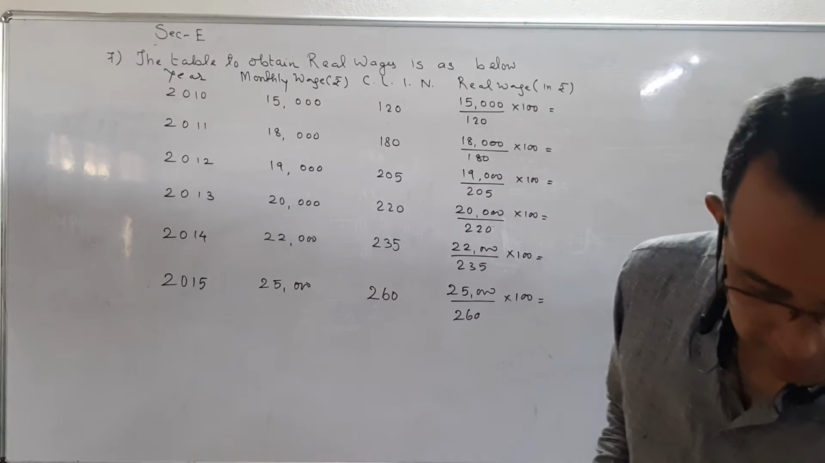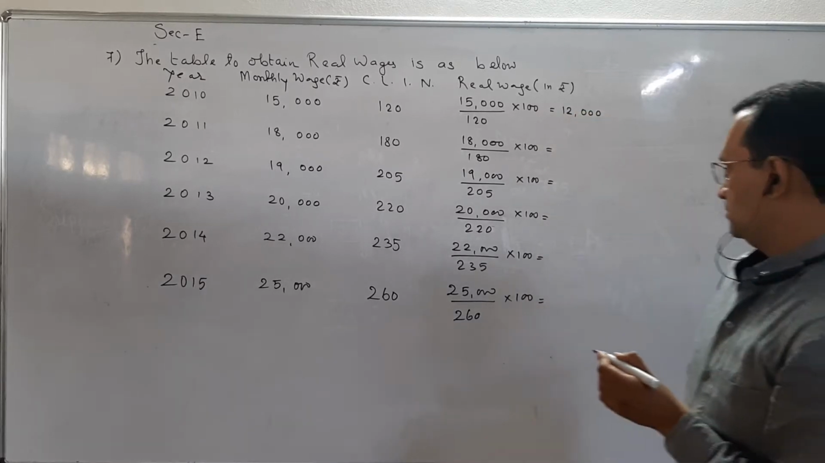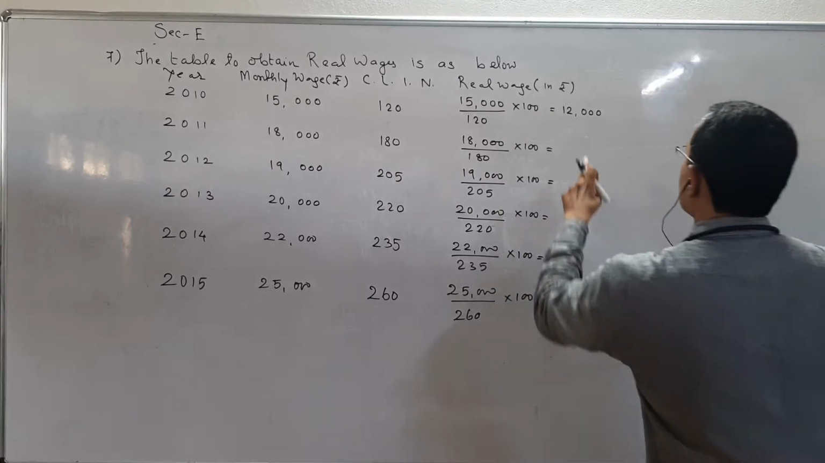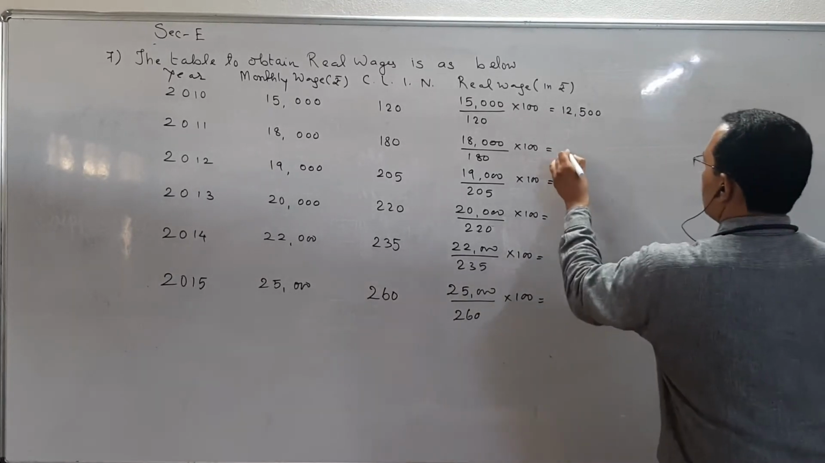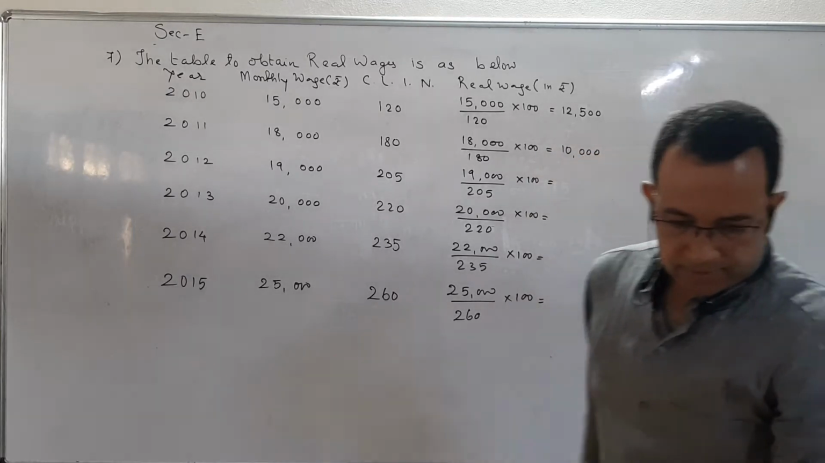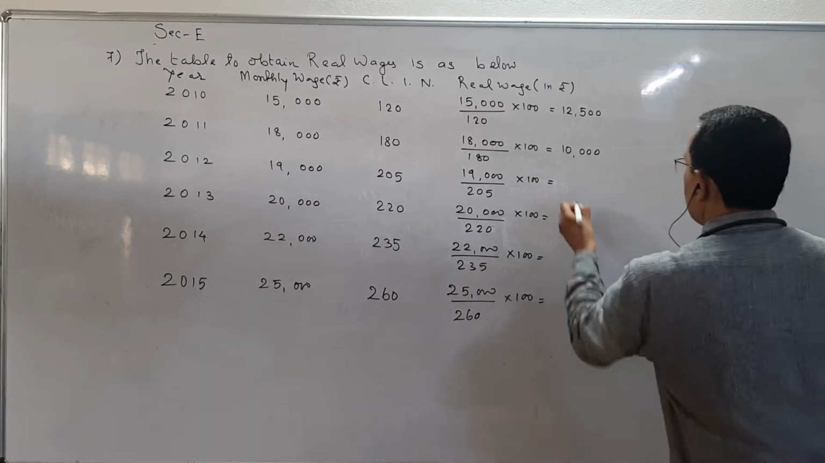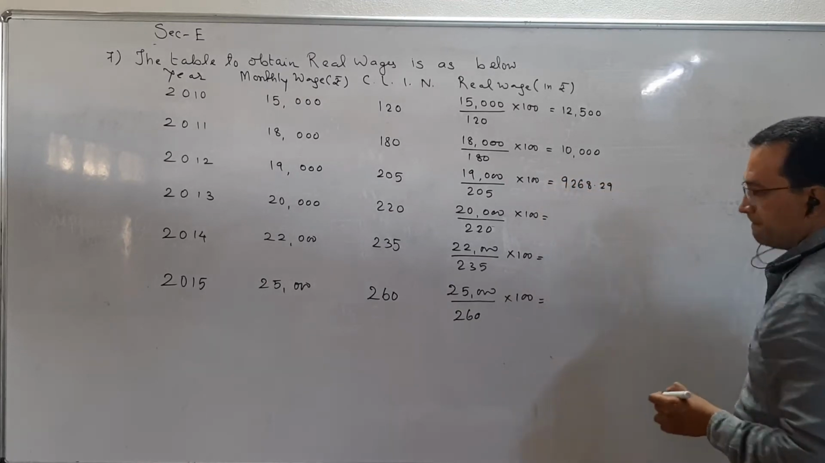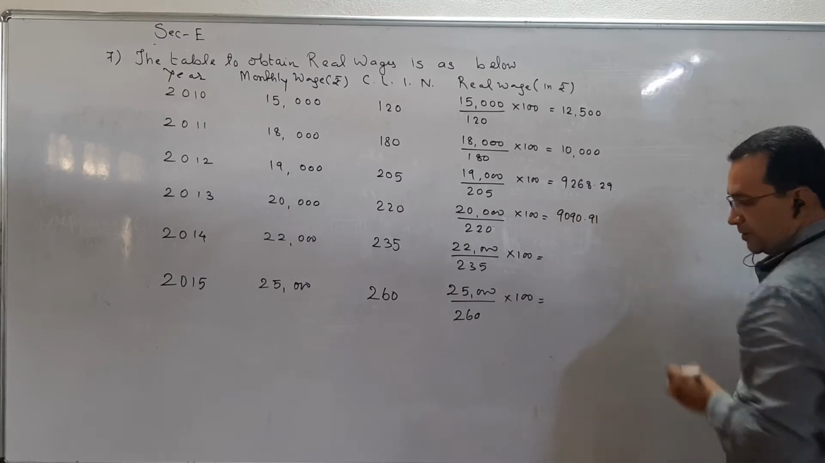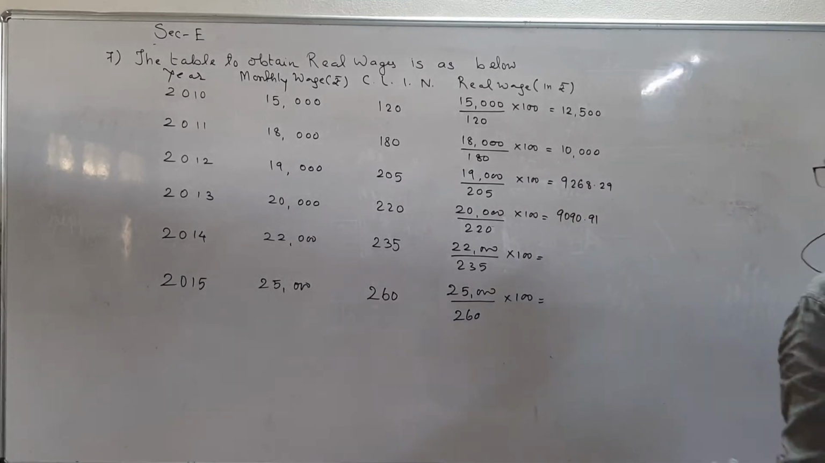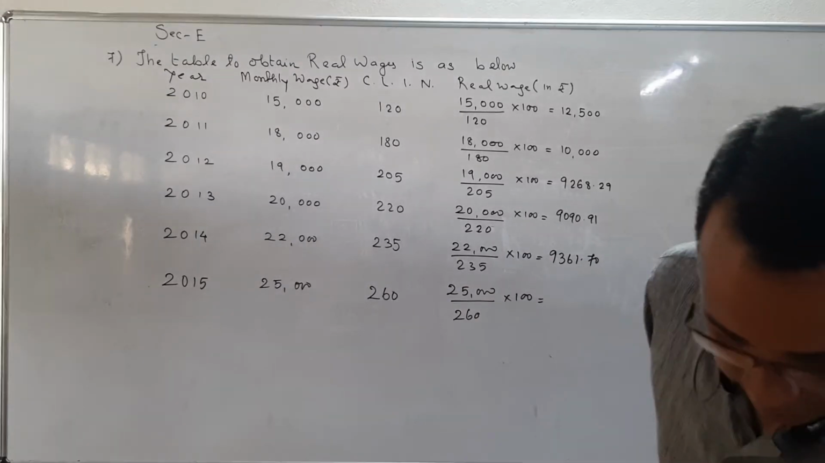So I will calculate it. So 12,500, then 10,000, then 9268.29, then 9090.91, then 9361.7, and the last 9615.38.